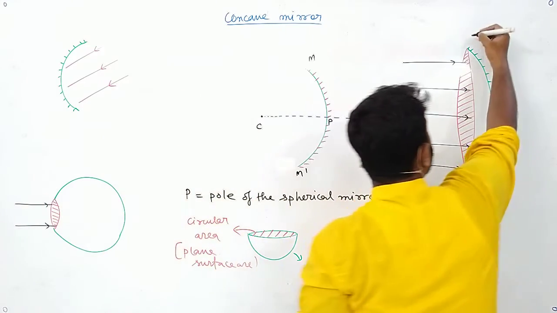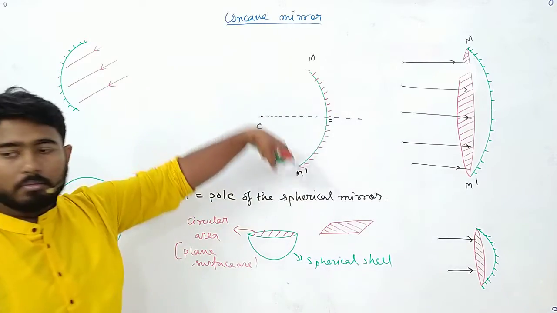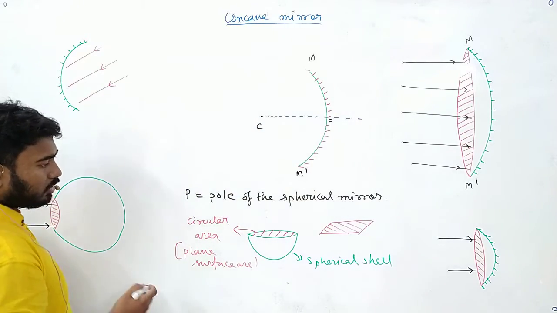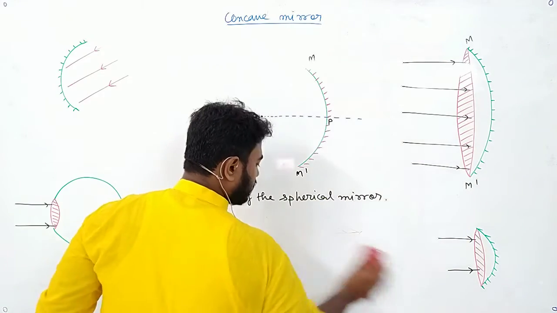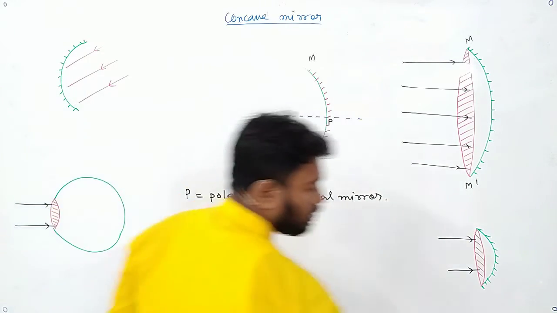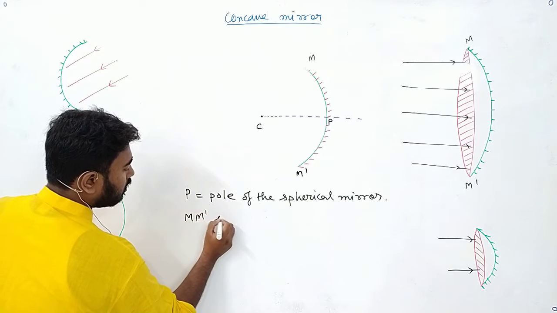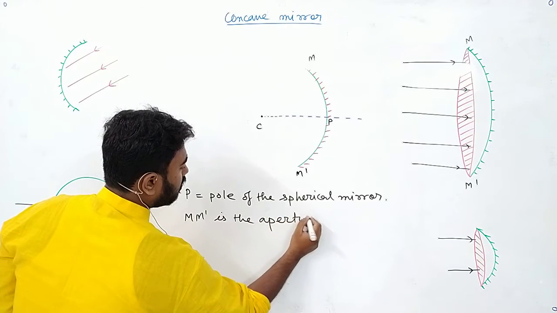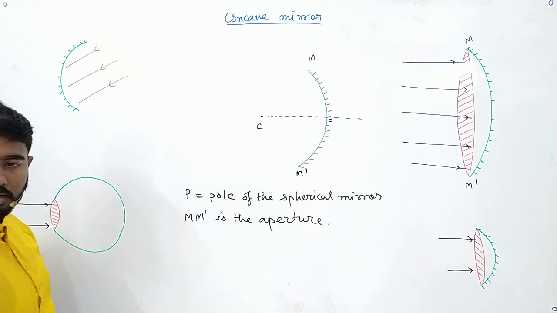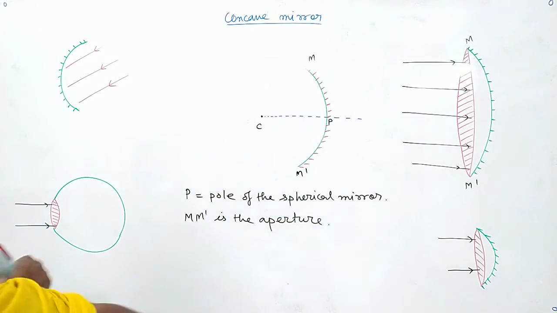So in this case, if this is M and this is M dash, then simply M dash is the aperture. Write down M dash is the aperture. Is the idea clear? M dash is the aperture. Okay, let us get into the second topic.